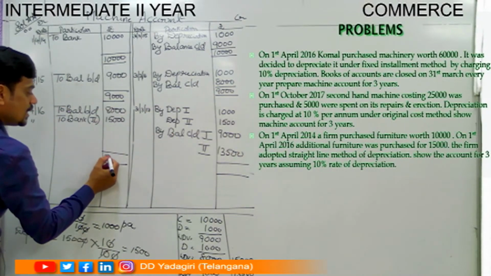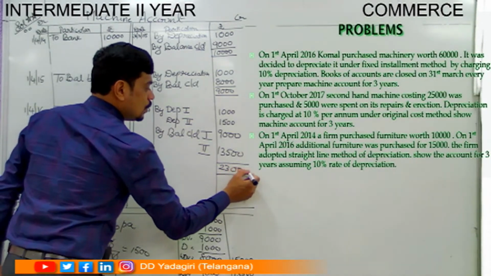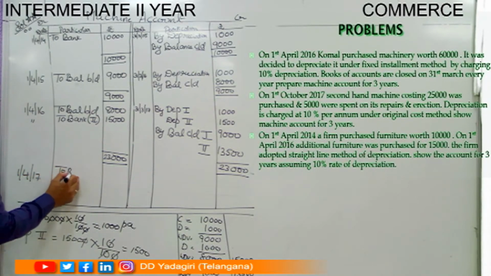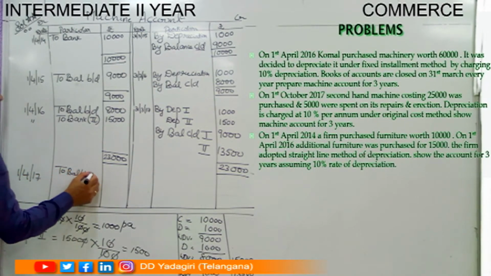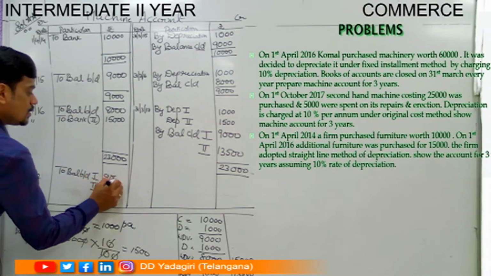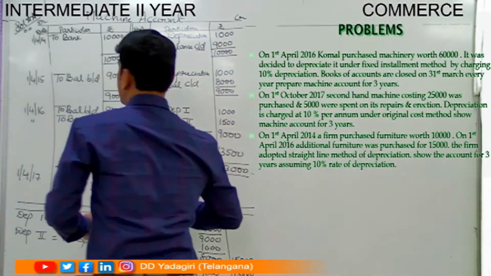So 23,000 here, and here also 23,000. Bring down the balance. 4th year, 3 years are completed. Bring down the balance: 2 balances brought down, 1 and 2. 9,000 and 13,500. Now you may have a doubt.